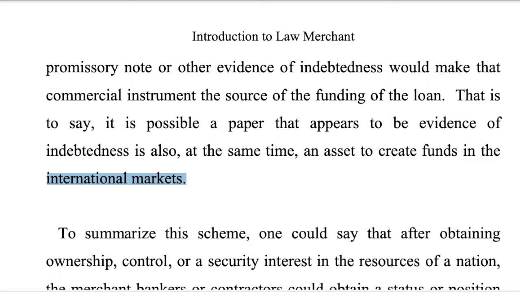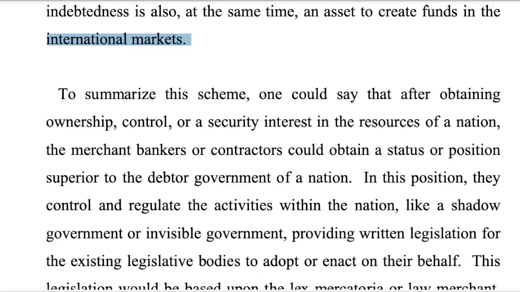So that commercial instrument, that paper, appears to be evidence of indebtedness, at the same time an asset. Wow. At the same time, it becomes an asset, which can then be, again, pledged as collateral. Think about this. A promissory note is then pledged as collateral, as an asset to create funds in the international markets to be fractionally reserved, apparently.